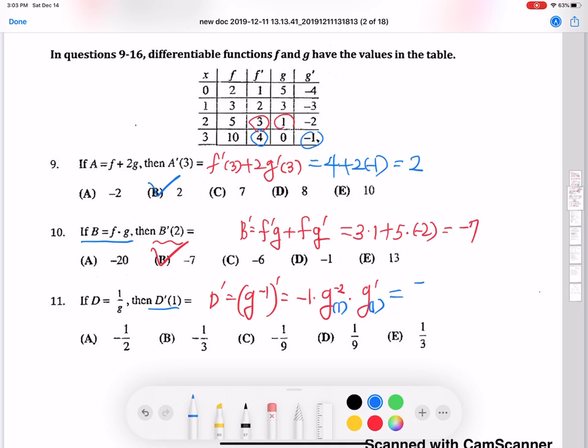So negative g prime of 1 over g1 squared. g prime of 1 is negative 3. So negative 3 over g1, g1 is 3, so 3 squared, which is negative 1/3. So E is the answer.